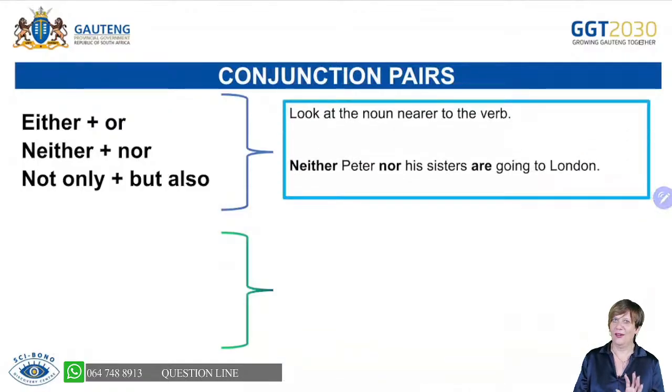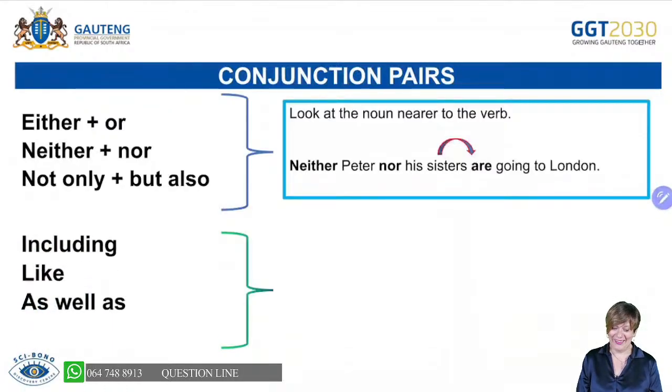So how do you know which one to do? Let me show you. Neither Peter nor his sisters. Now this is confusing. Am I focusing on Peter or am I focusing on his sisters? Now in this case of either or, neither nor, not only but also, look at the noun closest to the verb. In other words, in this case, sisters is the closest to the verb. And because it's sisters, I'm going to use the plural form of a verb, and that is are going.